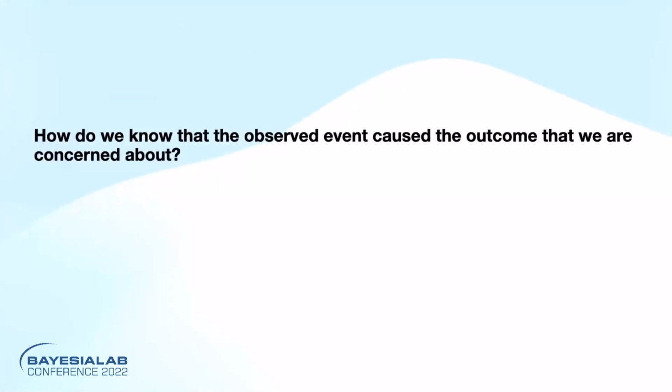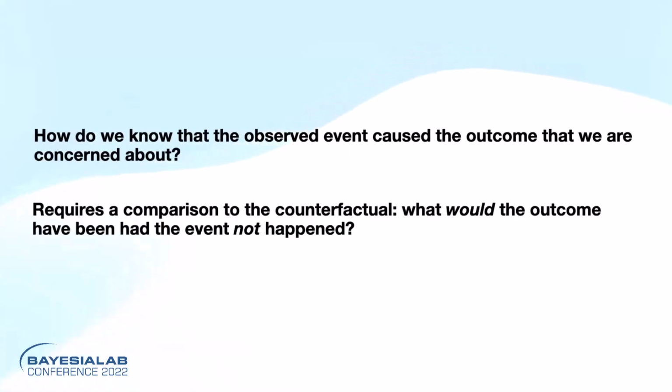We're always faced with this problem. How do we know that the observed event was caused by the outcome that we're concerned about? And that requires this comparison to the counterfactual. What would the outcome have been had the event not happened?